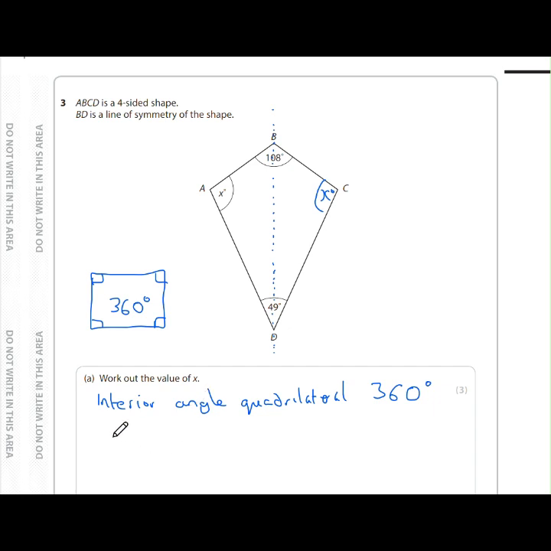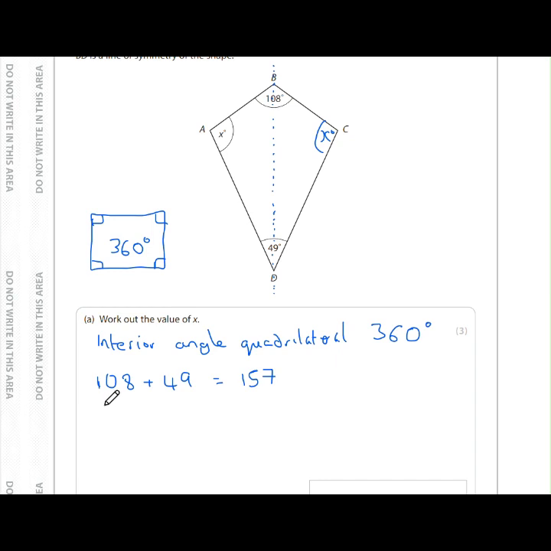Right. So what I would do is take my angle B and my angle D and add them up together to start off with. So we've got 108 plus 49. That equals 157. And then we can take this away from 360. So 360 take away 157 gives us 203. If you're not quite sure about doing that in your head, that's absolutely fine.